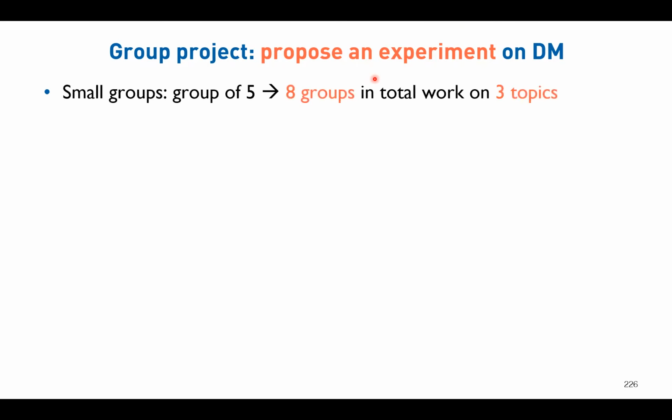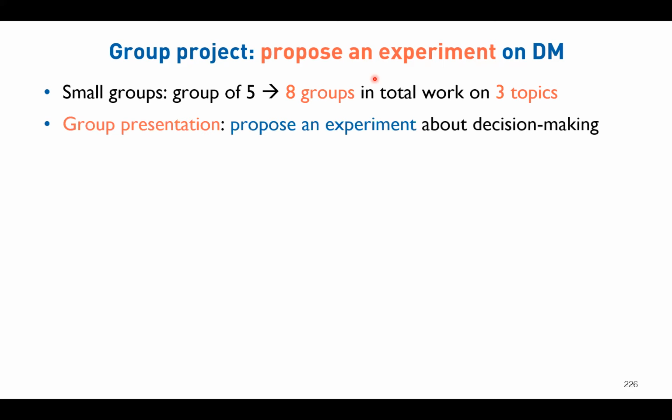In the class, we have 40 people in total, and we have already divided all the 40 people into groups of 5, and we have 8 groups in total. Each of the group will work on one of the 3 topics out of your choice.